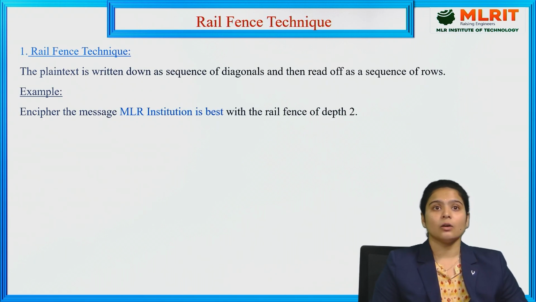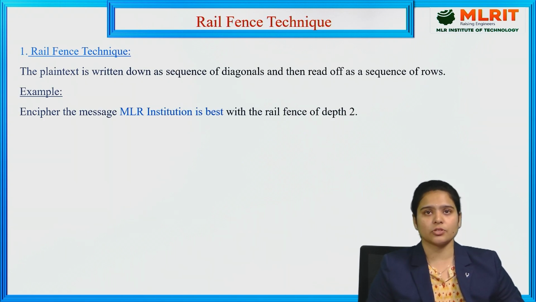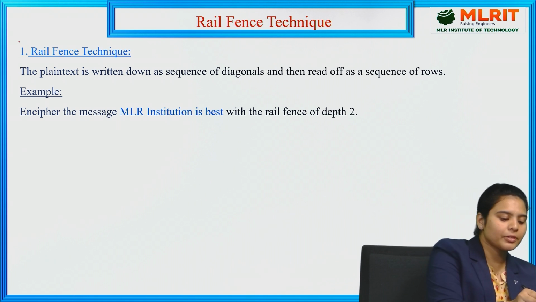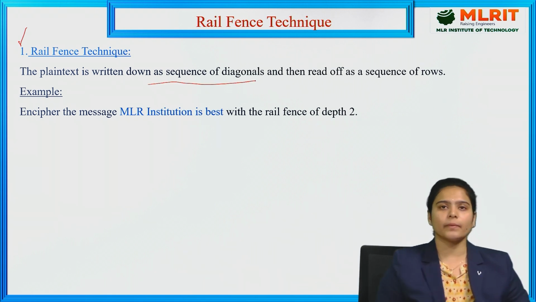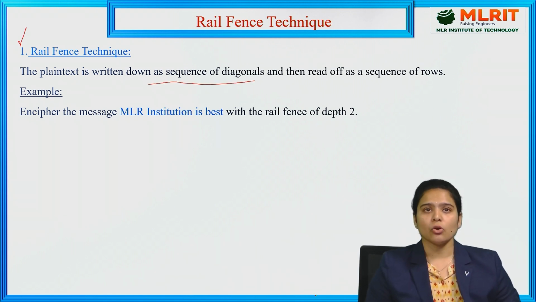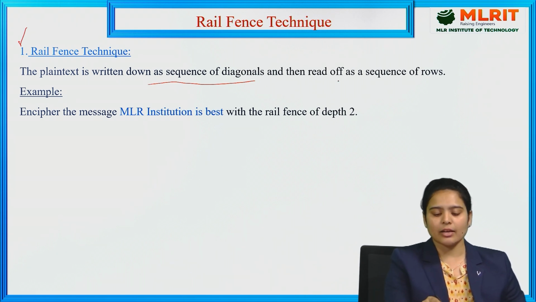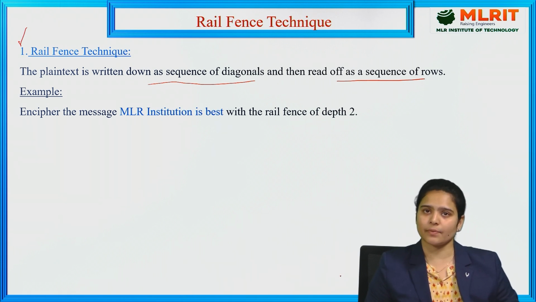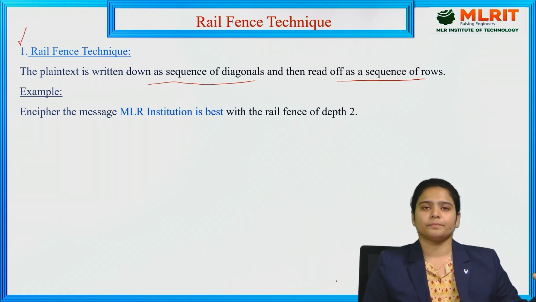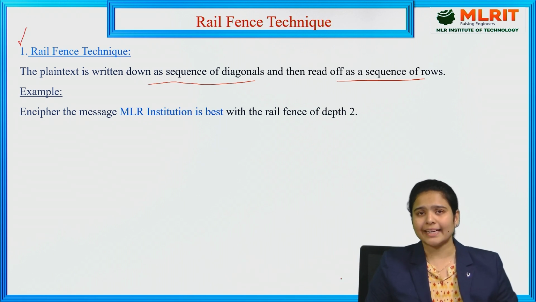Coming to the first process of transposition techniques, that is the rail fence technique. This technique takes the plain text and writes it down as a sequence of diagonals. Then we read it as a sequence of rows, and that reading gives the ciphertext.